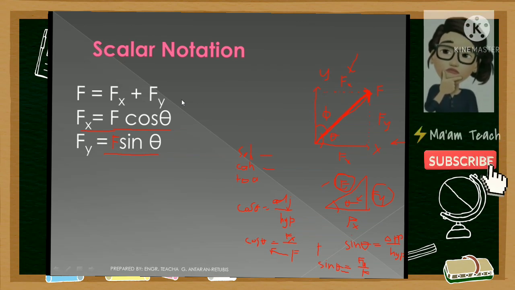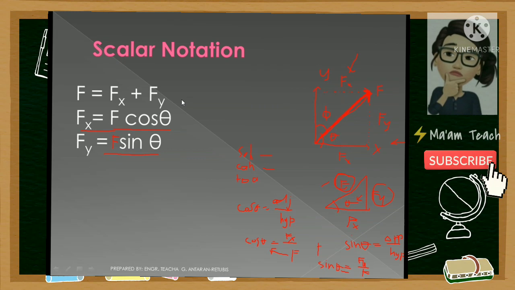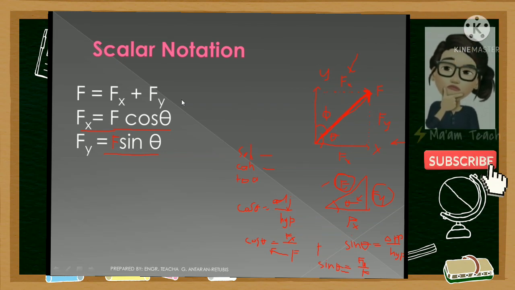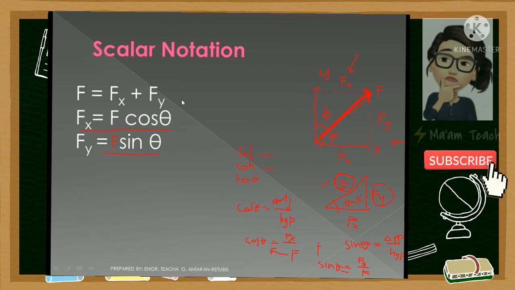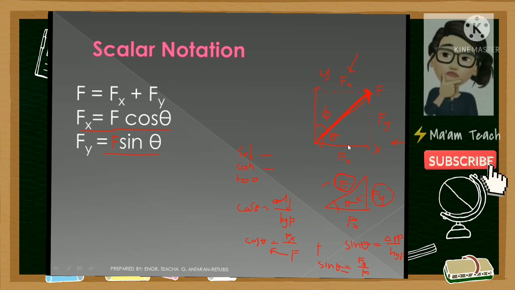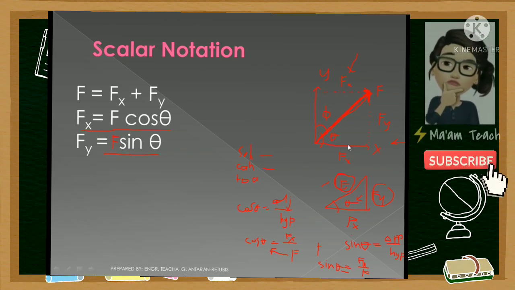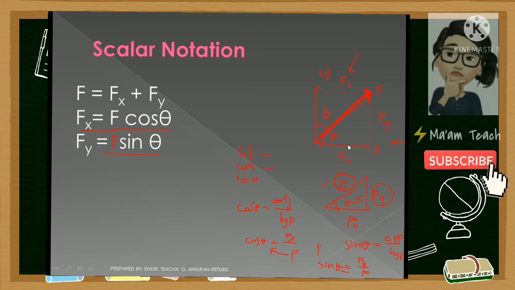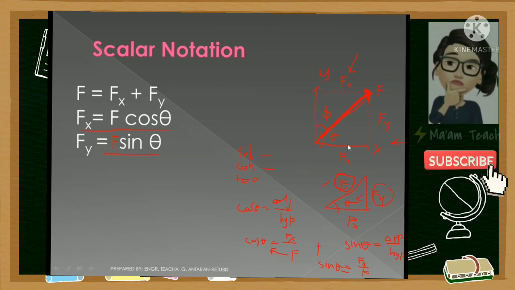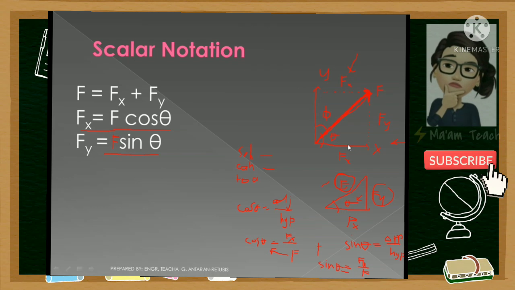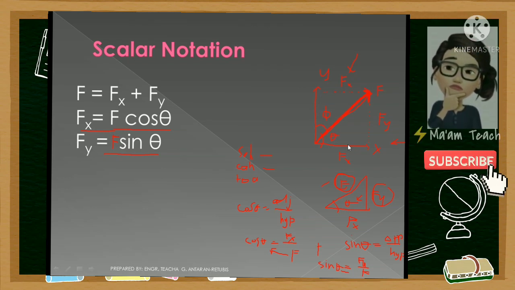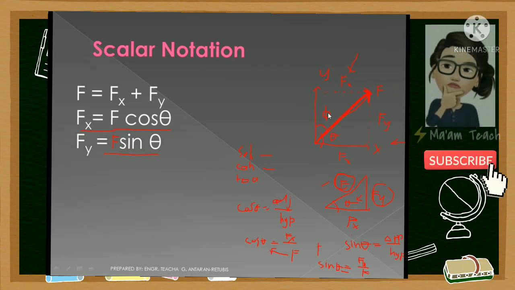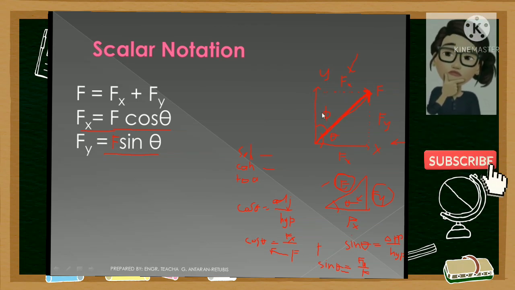Or maybe in the problem, there's no angle given, because class, you can only use these trigonometric functions, the SOHCAHTOA, if there's an angle given, just like this. What if there's none? What if there's no angle given? The only given is, let's say, slope. Before we discuss that, I want to discuss this part also.